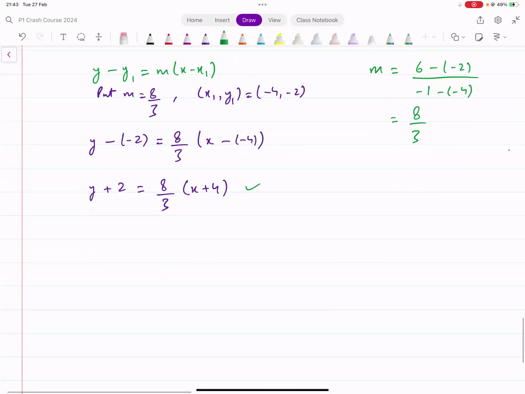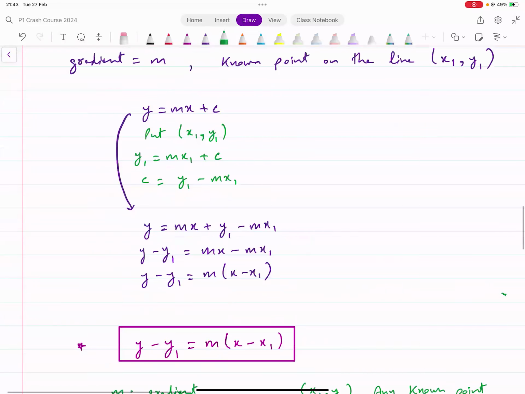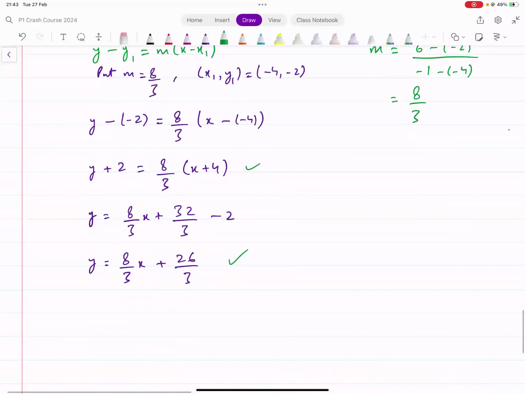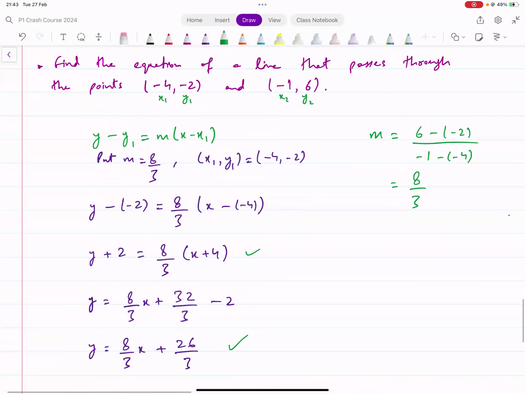If you wanted to convert it to the other form, you could do something like this. You could say y equals 8 over 3 times x plus 8 times 4 is 32, that's 32 over 3. And then this 2 goes to the other side and gets subtracted. Now you simplify this on your calculator: y equals 8x over 3 plus 32 over 3 minus 2, that's going to give you 26 over 3. And that's the equation that you got above as well. 8 over 3x plus 26 over 3. And that's the form that we're getting here as well.